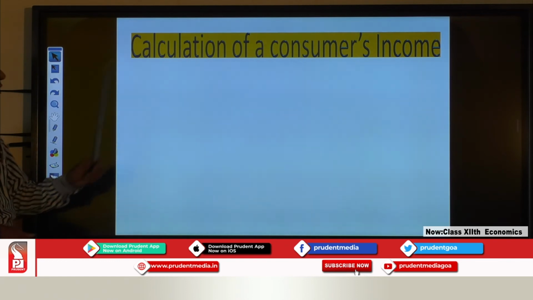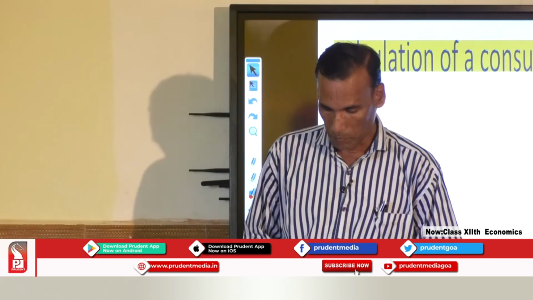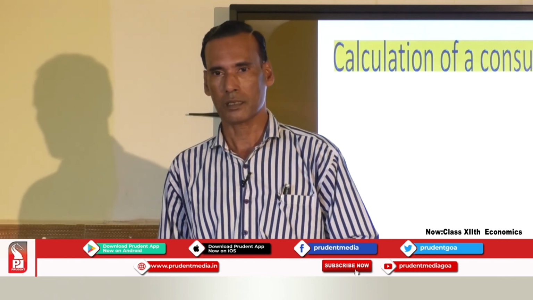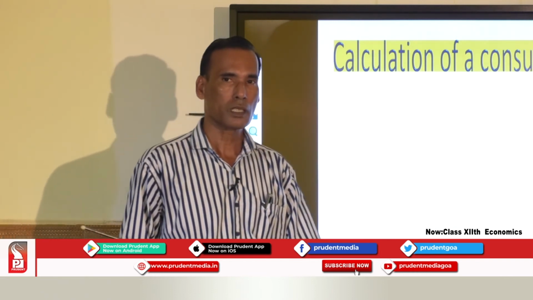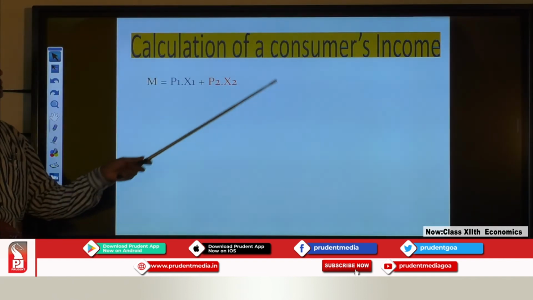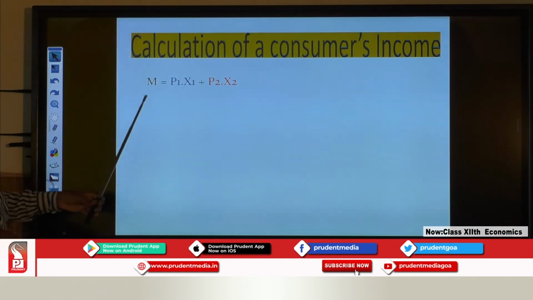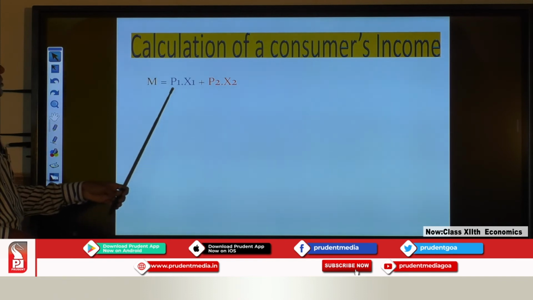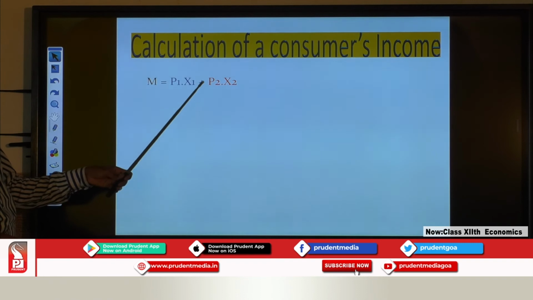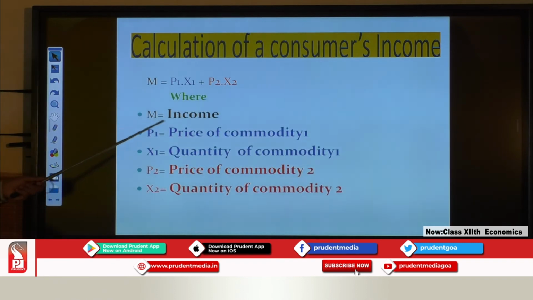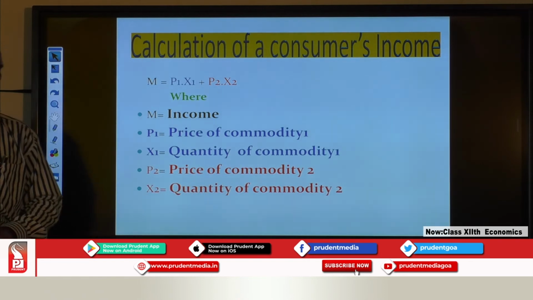Now, calculation of consumer's income. Many a time a question is asked on calculation of the income of a consumer. Now, the formula to calculate the income of the consumer is M equal to P1 into X1 plus P2 into X2. M is the income of the consumer. P1 is the price of commodity 1. X1 is the quantity of commodity 1. P2, price of commodity 2. X2, quantity of commodity 2.